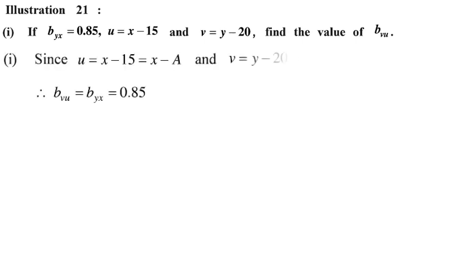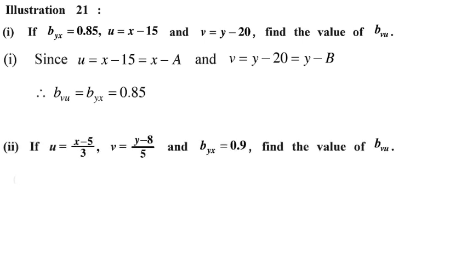As we know, when y on x is one and the same, then bvu is byx itself. So the answer is 0.85. We get the direct answer. There is no difference here, as there is no division. The answer is the same.